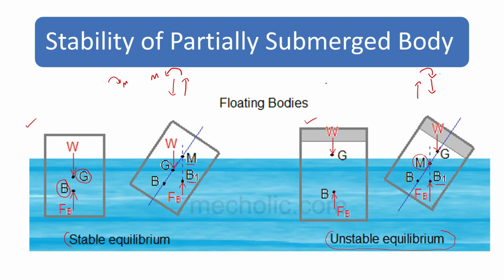For the stability of a partially submerged body, the condition is that the metacentric height should be greater than 0. In the earlier case, you can see that GM is positive. In this case, the metacenter is below the center of gravity, so GM is less than 0, and the body is unstable. In the earlier case, GM is greater than 0, so the body is stable. This is the condition for the stability of a partially submerged body.